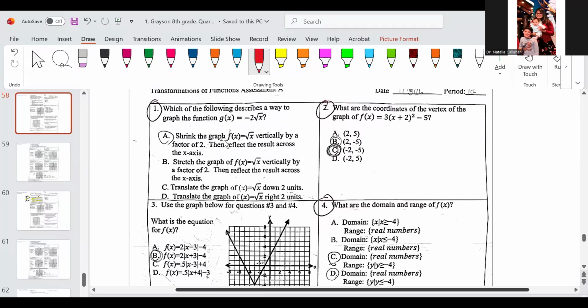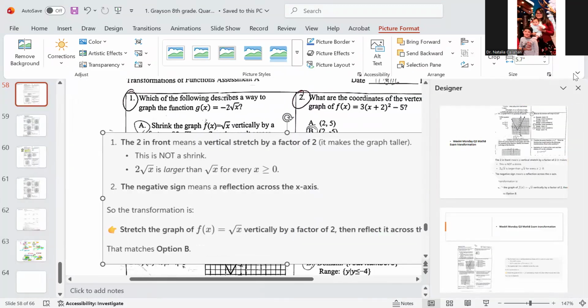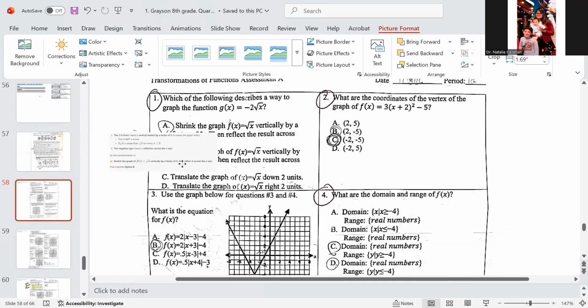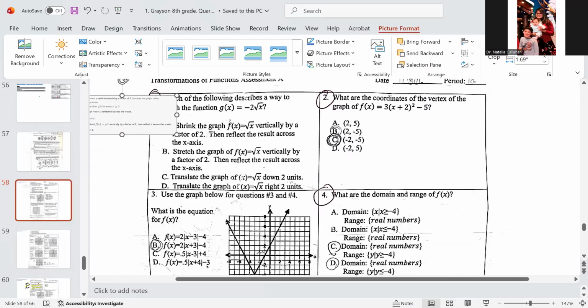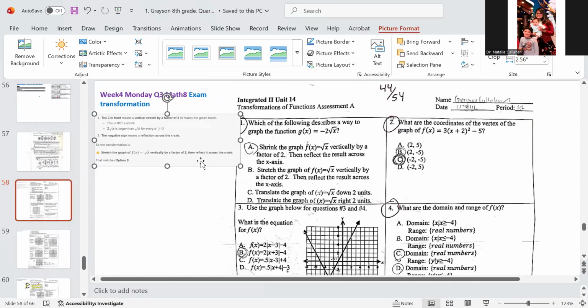So it will be B. Do you understand? Okay, so go ahead and do that right now. Get that done before we move on to the next one. So you need some assistance. I do have the answer right here.